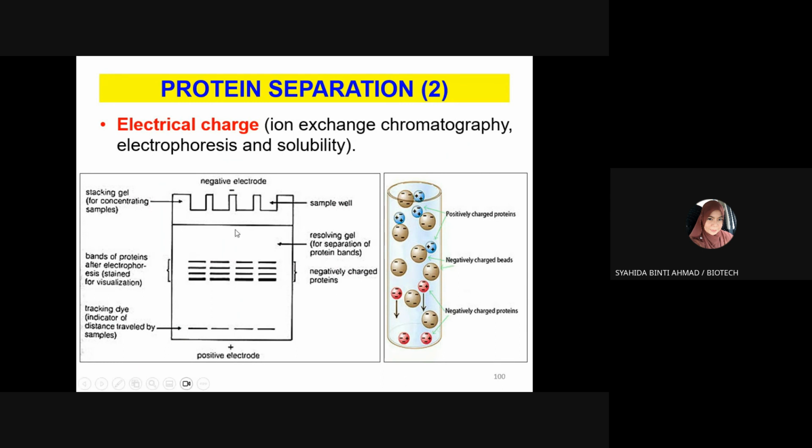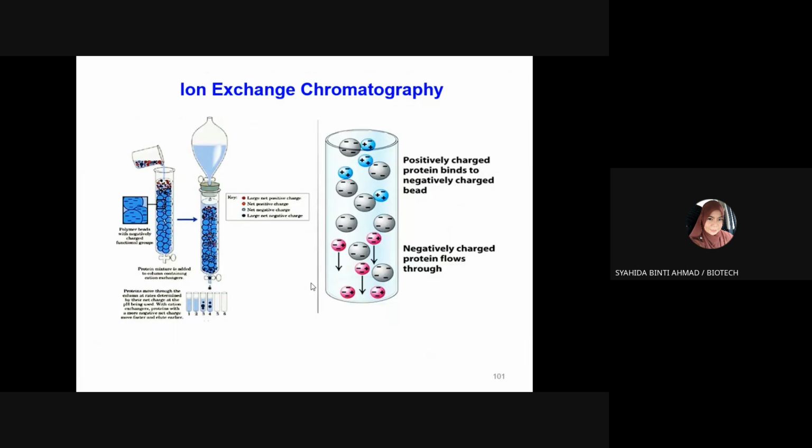You can also separate using gel electrophoresis. You have a gel, and then you supply an electric field, with a negative electrode on the upper part and the positive electrode at the bottom. You have to add a detergent in order for the protein to separate within this gel. Since, as I said, this is not an enzymology course, this is just to give you the idea of how protein can be separated.